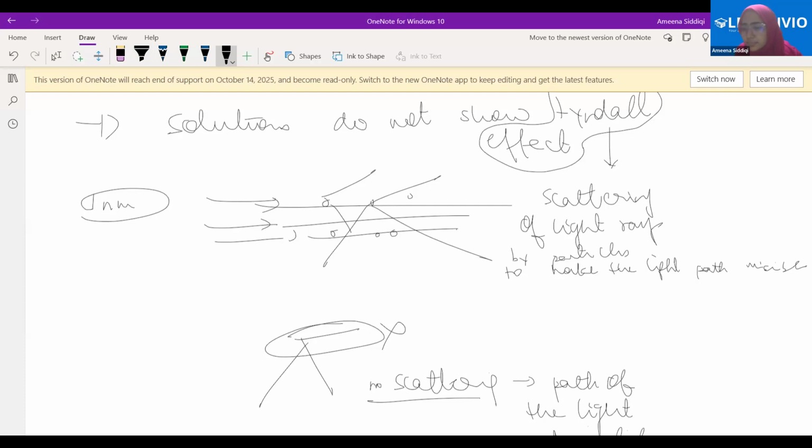The particles are really small, so they will be left undisturbed.